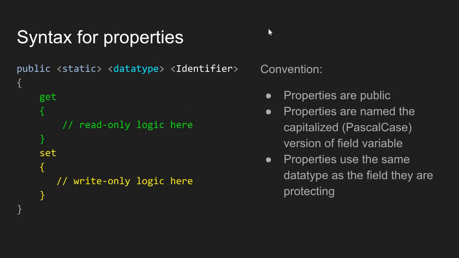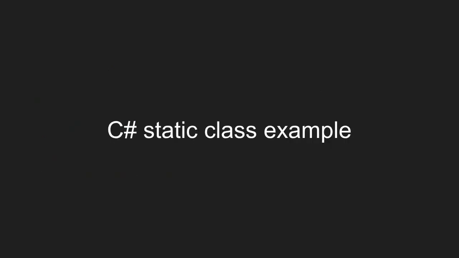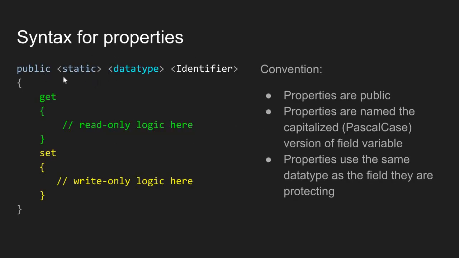Let's look at the syntax to build a property. The header for a property looks very similar to the field variable. We're going to have an access modifier, public or private, and we can decide whether the property belongs to the class or not, so we can define it as static or not. Then we have a data type and an identifier. Now in this case, convention has it that for properties we use the same name as the field variable we are protecting, we just capitalize it. So if I had a lowercase age field variable, I could create a property named capital Age that would protect it. Now a property has a code block attached to it.